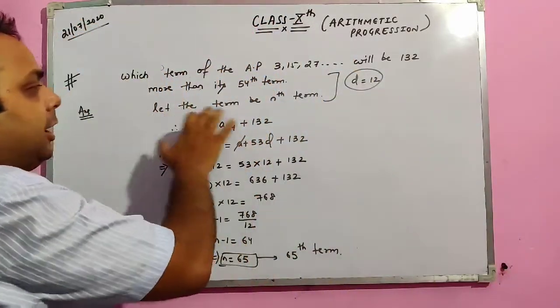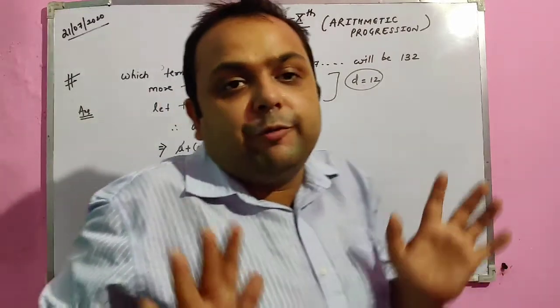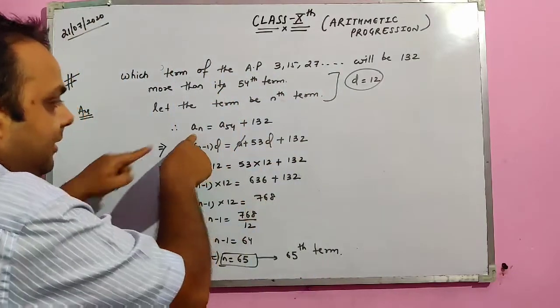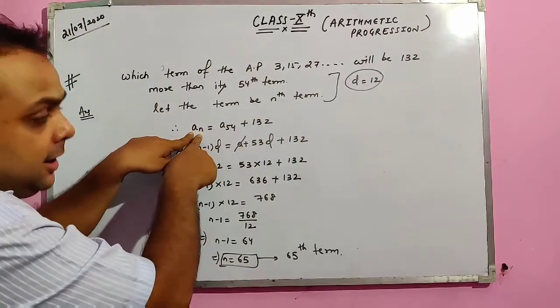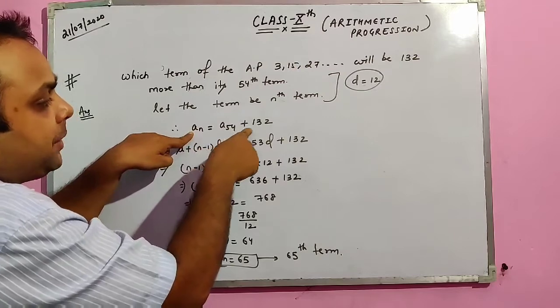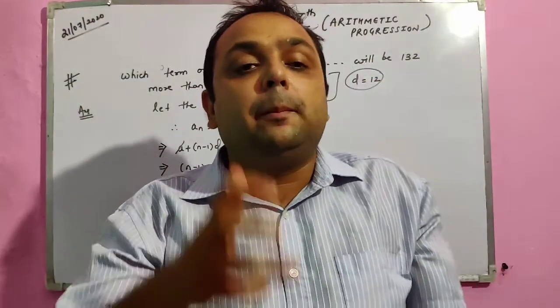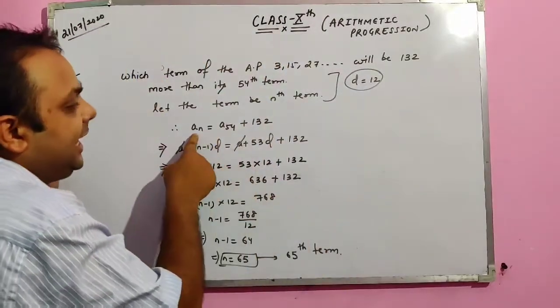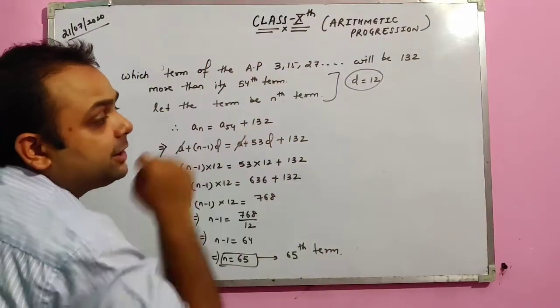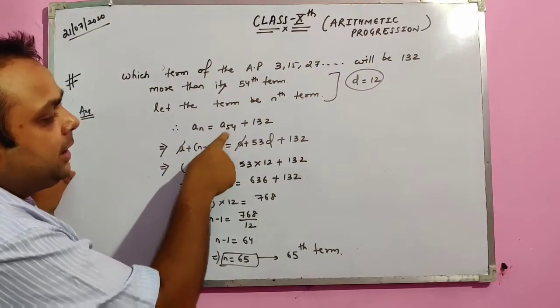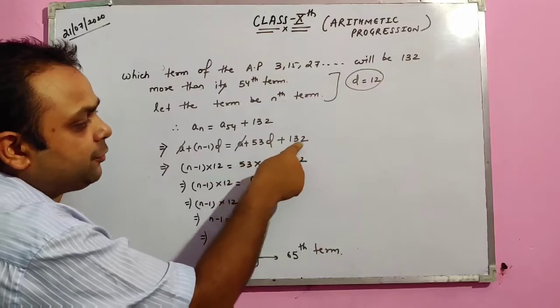Now let the term be the nth term. We don't know the term, so we just assume it as the nth term. The value for this term is an. It is a54 plus 132. Since it is greater than the 54th term by 132, an is equal to a54 plus 132. Now this can be written as a plus (n minus 1) into d, equal to a plus 53d plus 132.